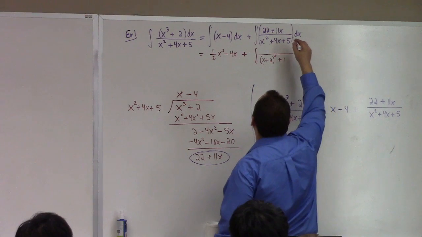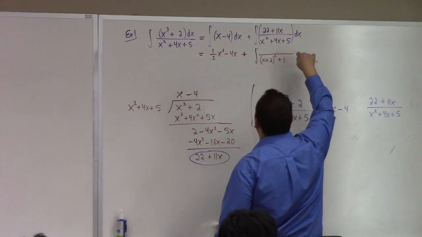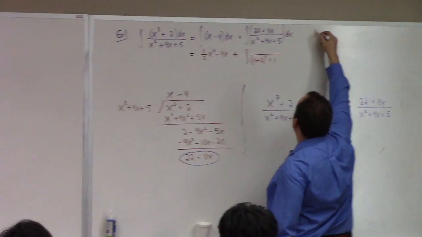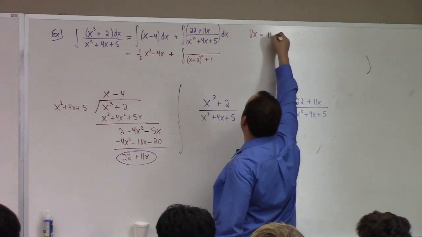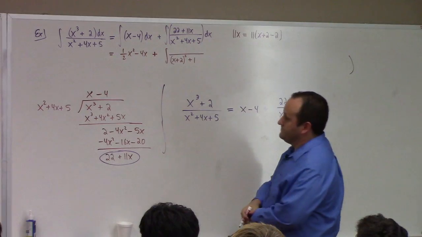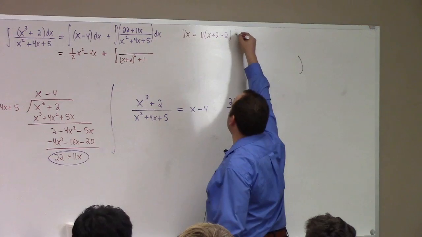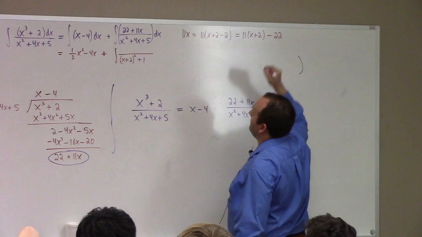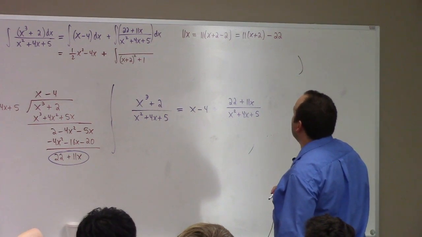So what I should do is rewrite the numerator in a way that serves my purposes. What do I want? I don't want x, x is no good to me. I want x plus 2. So check this out, here's a little trick. 11x is equal to 11 times x plus 2 minus 2. In other words, 11x is equal to 11 times x plus 2 minus 22. Cool.